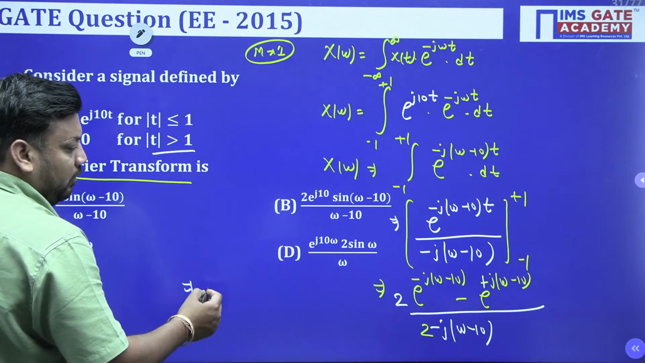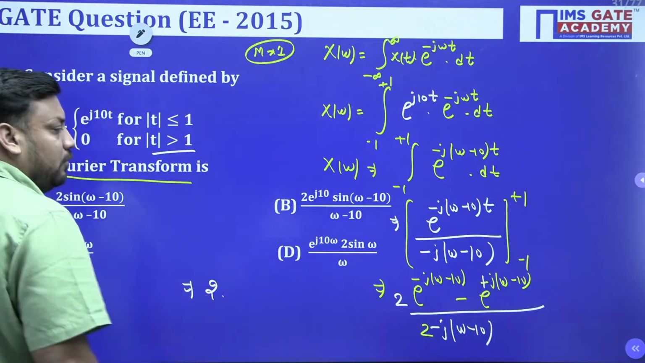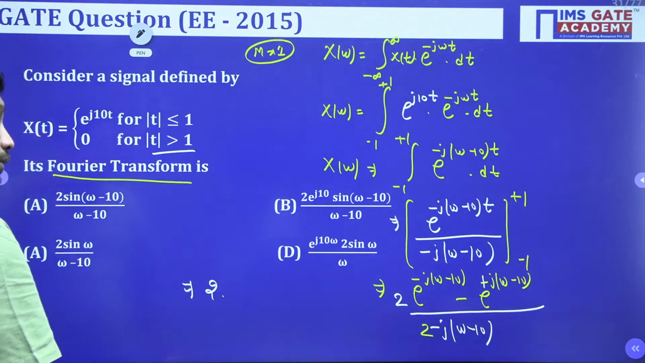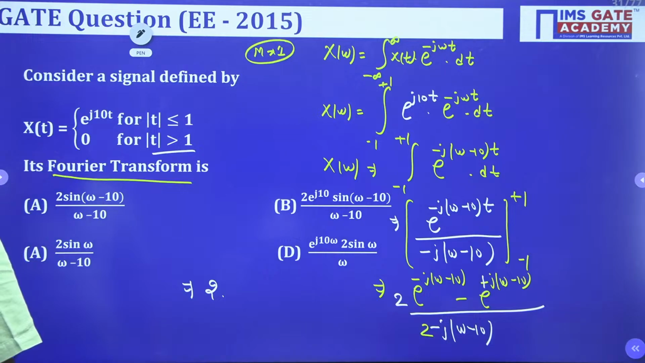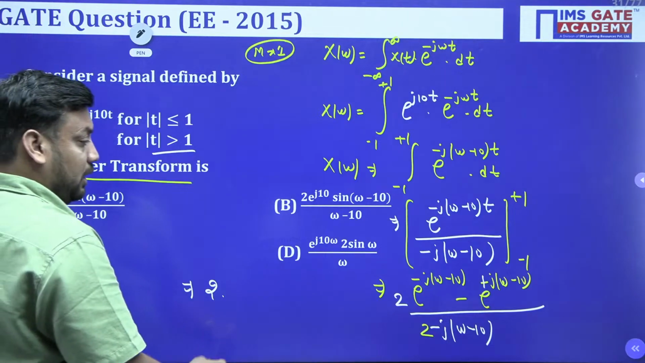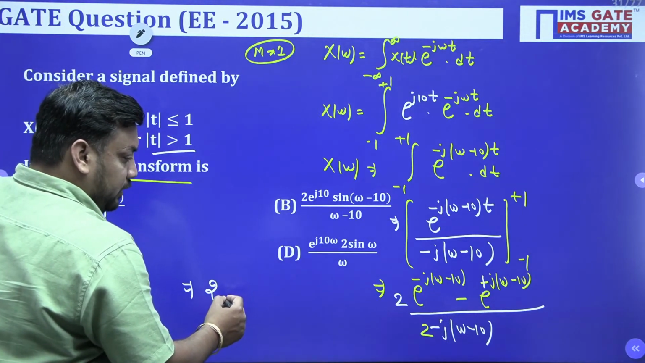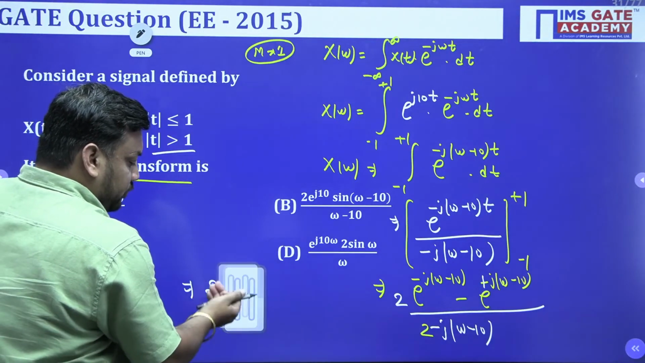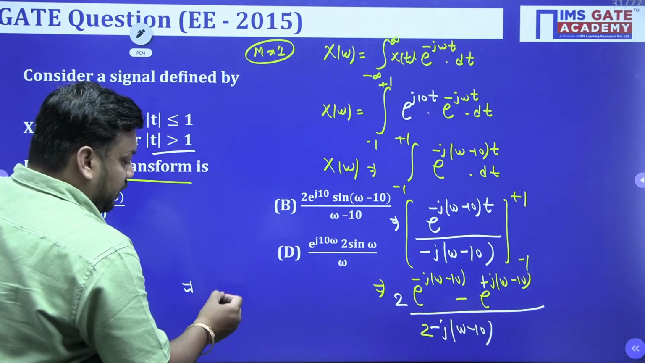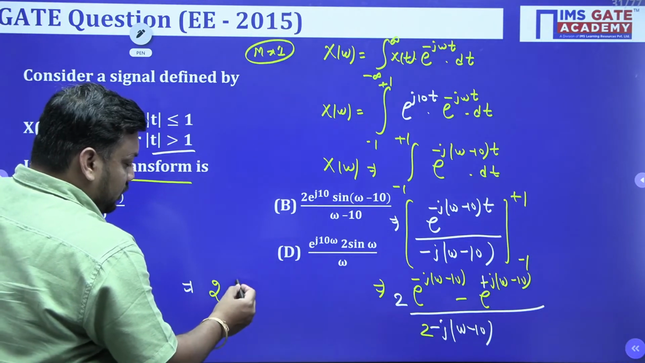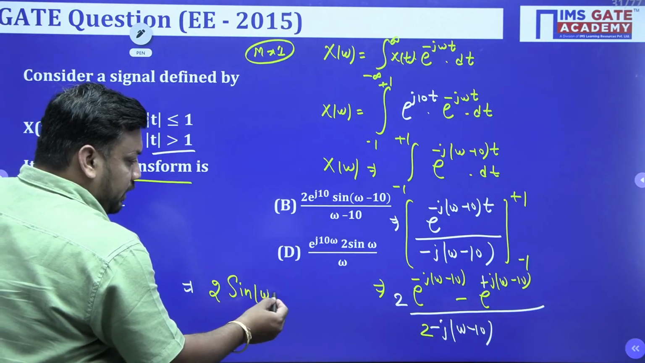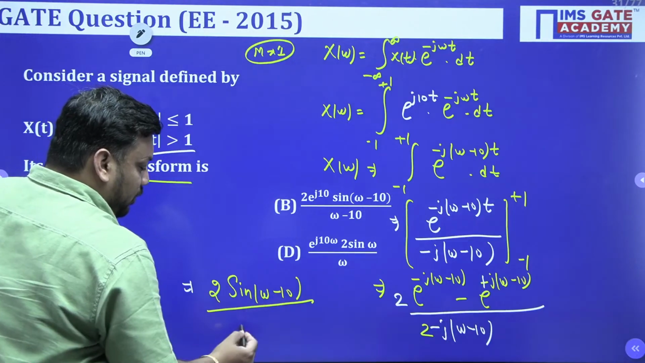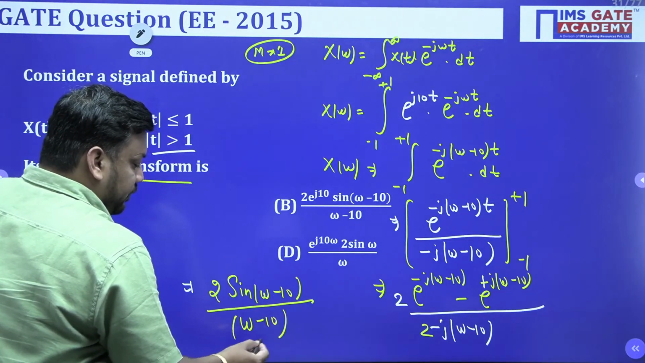I will get, bachcho, what? Twice into, what will I get, just let me know, bachcha. Twice outside the bracket, and it will become minus also outside. So it will become twice into sine of (omega minus tan) upon (omega minus tan). Yeah. This is my only answer.